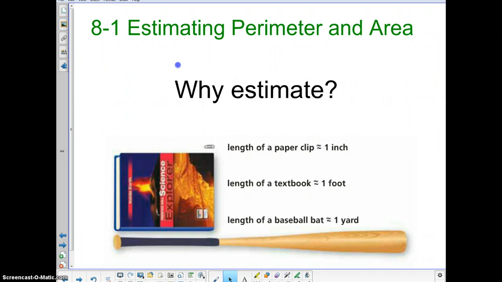And then the length of a baseball bat is just about a yard. Baseball bats range in length, but your normal wooden baseball bat that you have for professional baseball and all that kind of stuff, that would be about a yard. Not exactly a yard, but right around there to give you a sense of the lengths of these three different customary measurements.